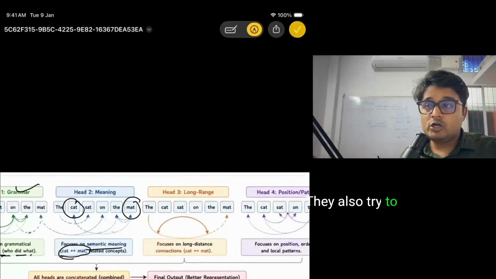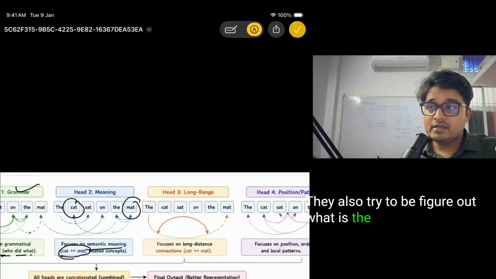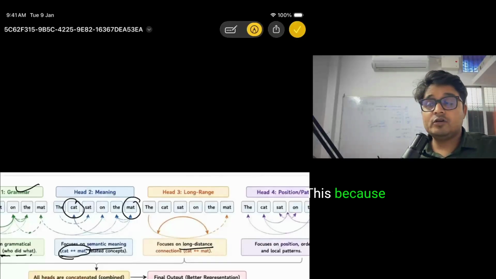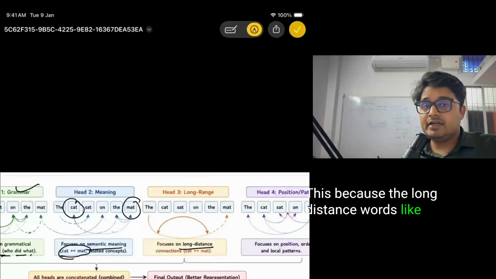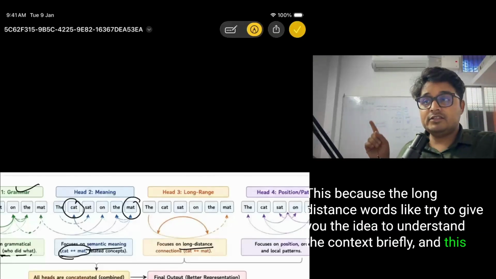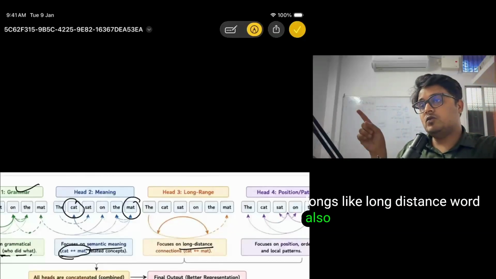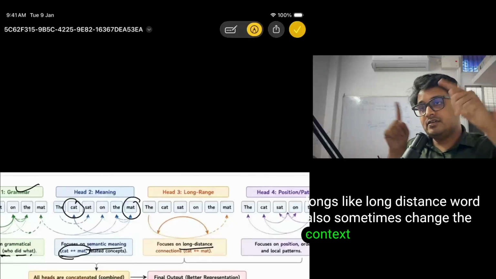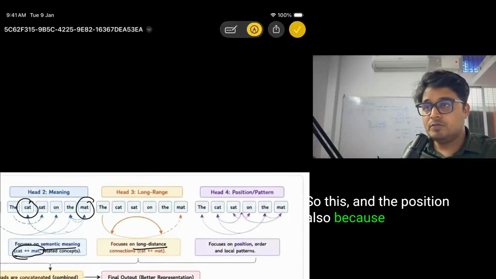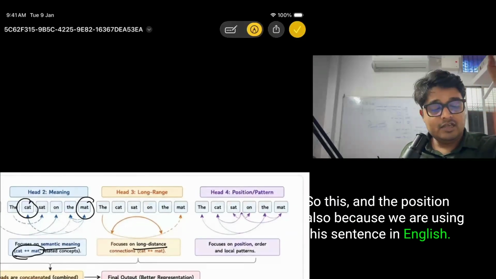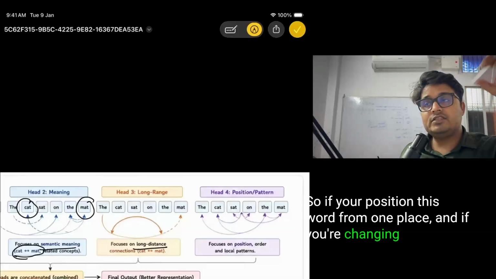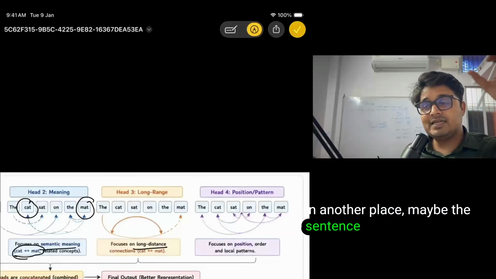They also try to figure out the relation between long-distance words. Long-distance words give you the idea to understand the context briefly, and sometimes a long-distance word can change the context completely. The position also matters, because we are using this sentence in English. If you move a word from one place to another, the sentence may change.